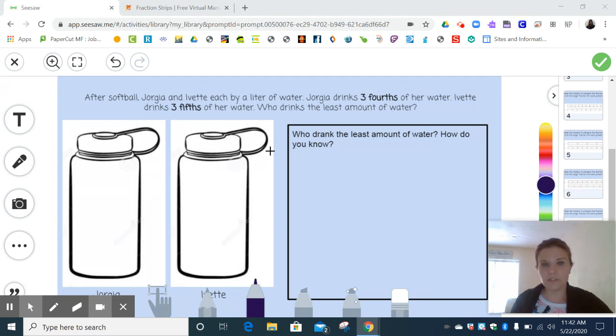So this time they're asking us for the least. So you're going to look at who drank less, right? You can actually cut this water bottle into fourths, and you can cut this water bottle into fifths. Then you have a visual model to use, right? So if you think about what 3/4 would look like, and think about what 3/5 would look like, you should be able to figure out who drank less water. So that's going to be your ending job today.